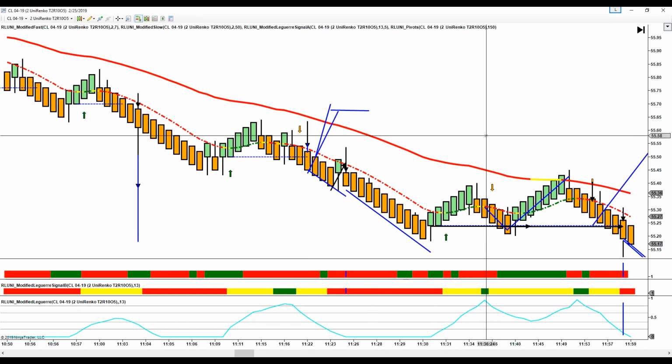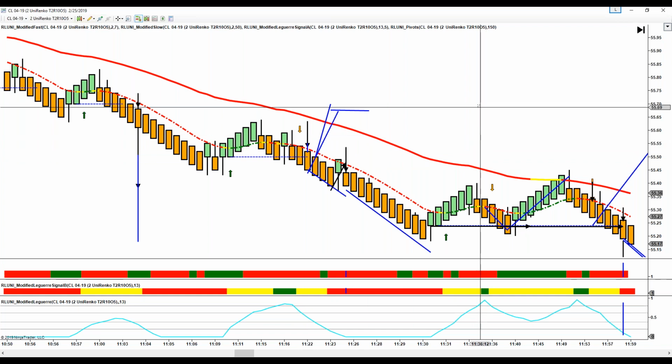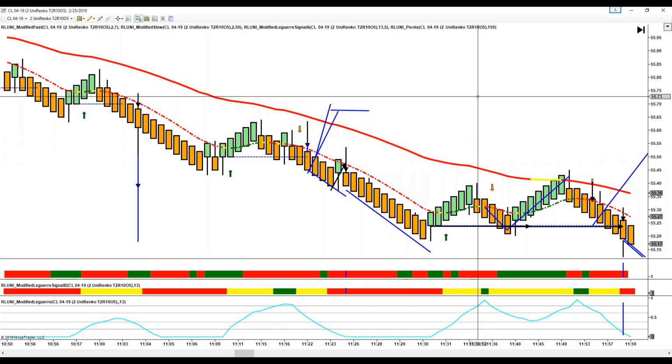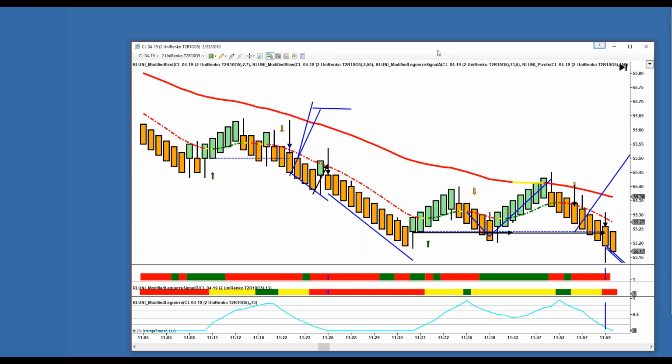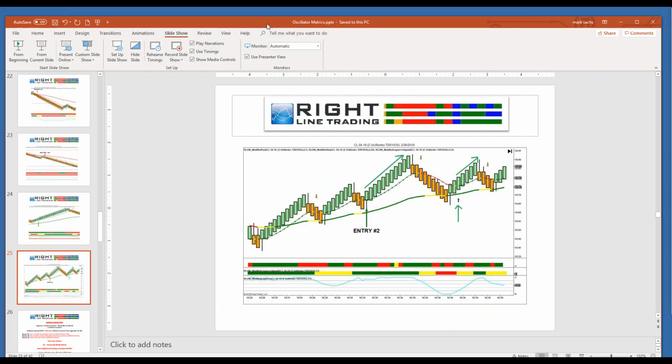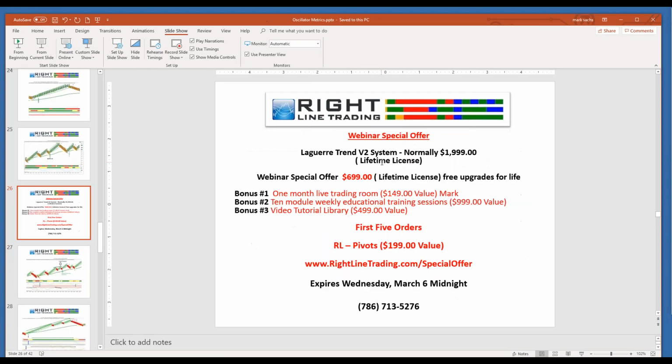So let me give you the offer, and then I'll answer any questions that you have. I'll look at any financial instrument. These are universal forces that govern the movement of price, and it doesn't really make any difference what you're looking at or what time frame. Now, I called it the three line when I set it up, but it's really not because there aren't three lines. It's really the Laguerre trend V2 system. And that's how we're going to post it to our website.